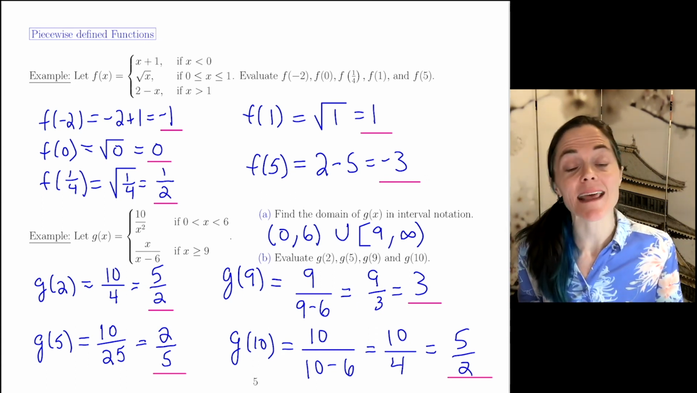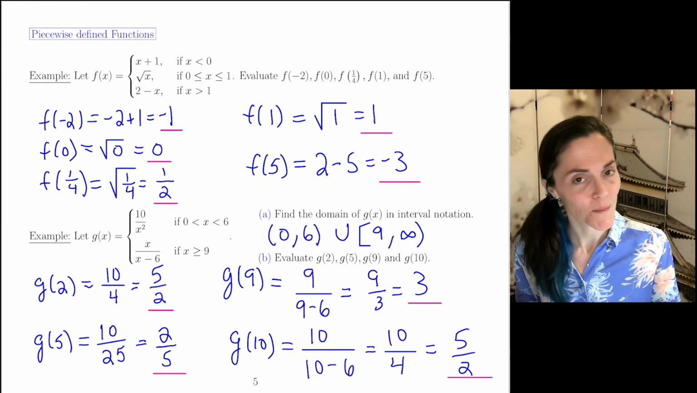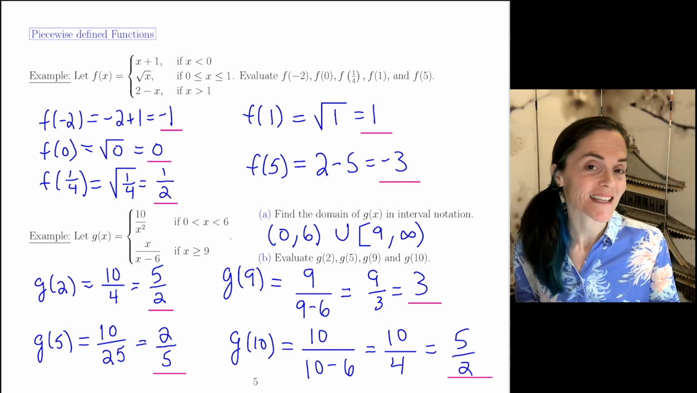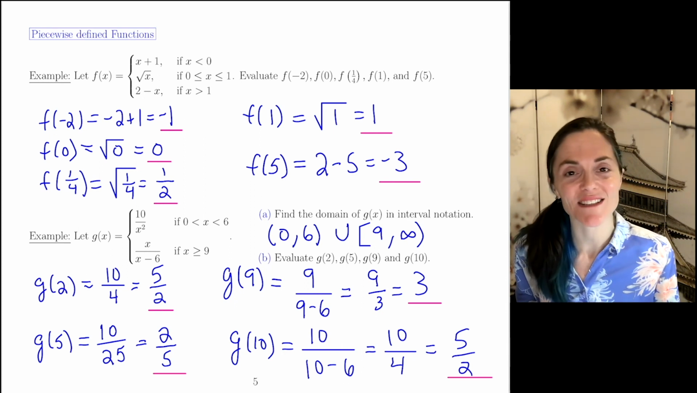So this is all I want to say at the moment about functions in lesson 1.2. So I recommend you work some exercises before you move on to the next lesson.